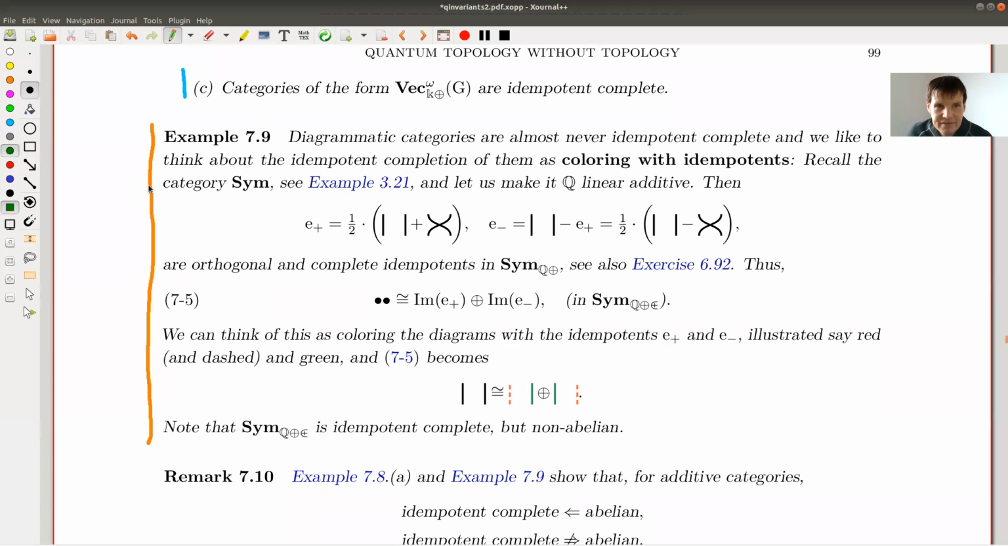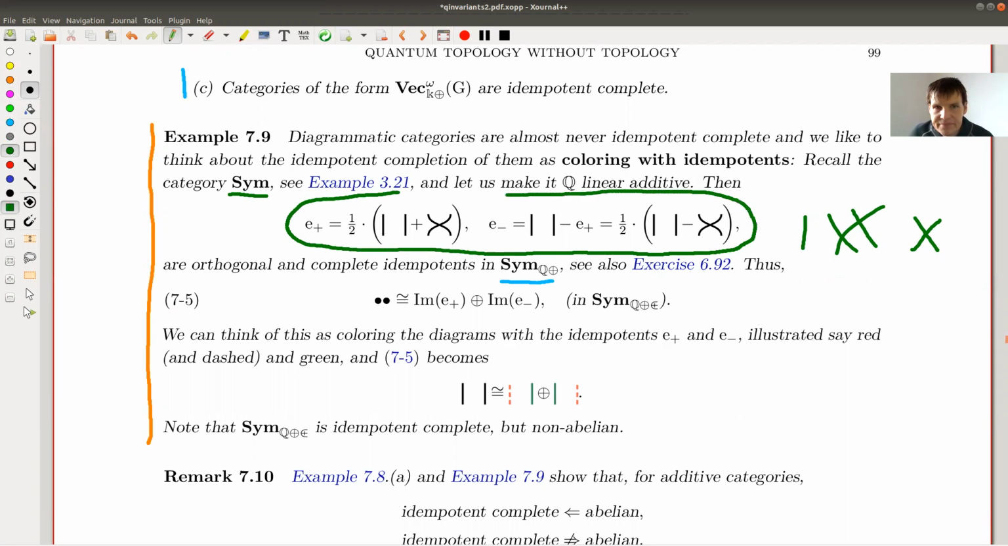For example, in the diagrammatic categories, there was a symmetric group category where I was allowed to draw those symmetric group picture-like diagrams. Remember? And it was easy to make it q-linear and additive. That was a harmless thing. But you can also make it idempotent complete without any problems, and you can write down idempotents explicitly. For example, I would like you to do this calculation here that you get those two idempotents. I again call them e plus and e minus, and they are given by those pictures.